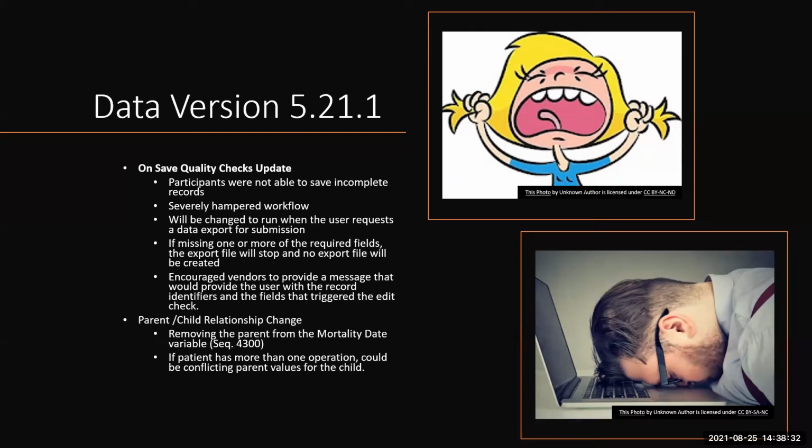We encourage the vendors to please provide you a message that would provide the user with the direct record identifiers and the fields that triggered that edit to fire. So I know I'm forgetting something else to mention about that, Paul. Is there anything you wanted to add about that?